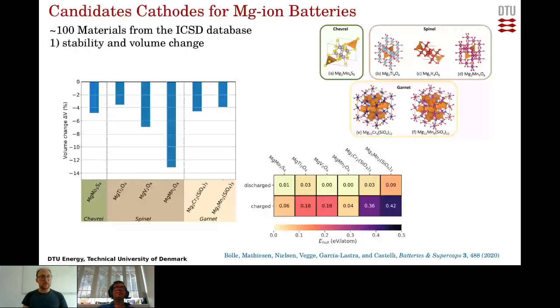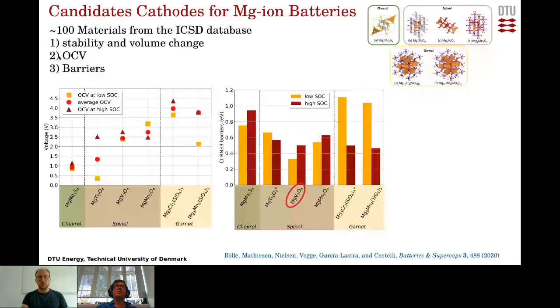And then if we go to the results side, we have around 100 materials from the ICSD database that contain magnesium. Here are just some preliminary results. We have six different structures. One is the Chevrel phase that again is used as our benchmark and the material that we would like to improve. First of all, we look at stability and the change in volume. We would like something that has a small volume change and good stability. Furthermore, we can look at the open circuit voltage and the reaction barriers. Out of these six materials, one of the most promising could be this magnesium vanadium oxide that is currently under investigation by one of our experimental partners.